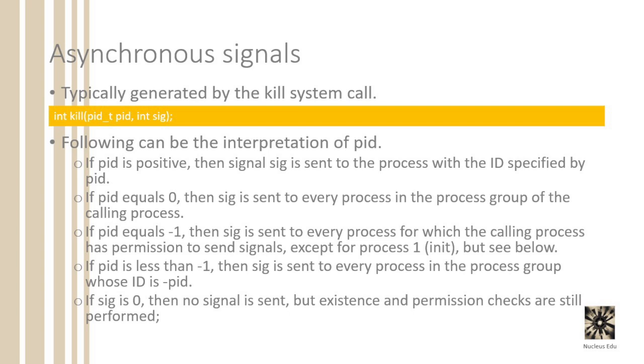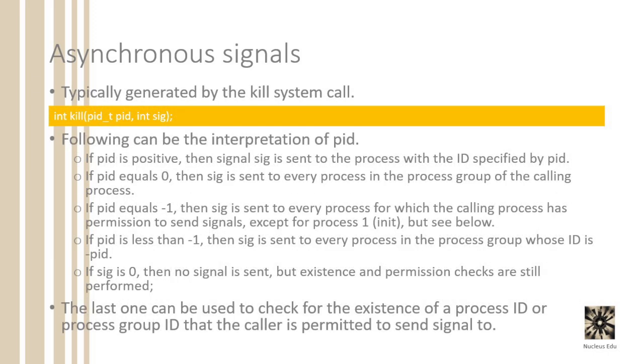There's one special one. If the signal sent is 0, then no signal is sent, but existence and permission checks are still performed. This last one can be used to basically check for the existence of a process ID or a process group ID that the call is permitted to send a signal to. It's more like a dry run, without executing the handler for that signal. So these are the ways the PID can be interpreted, and we will look into this in detail when we look into the code.